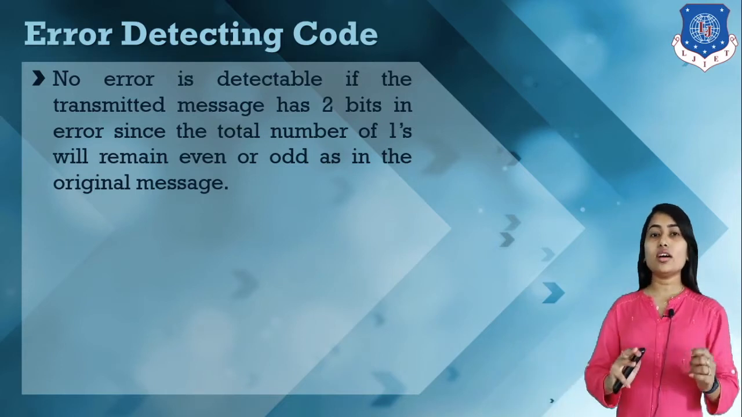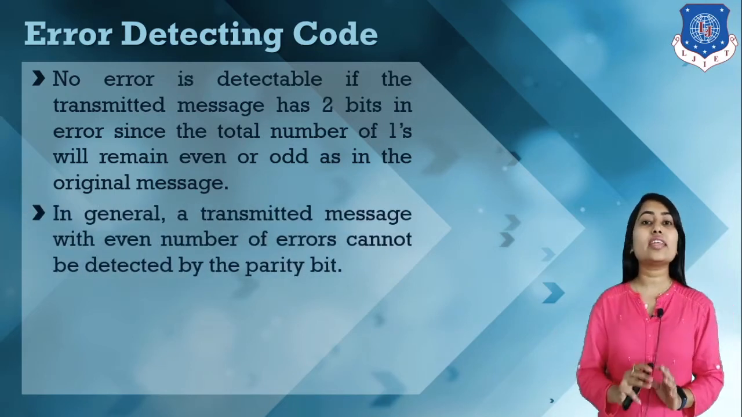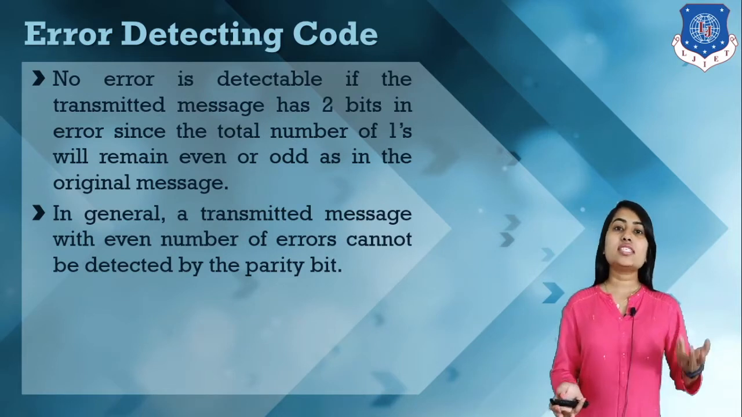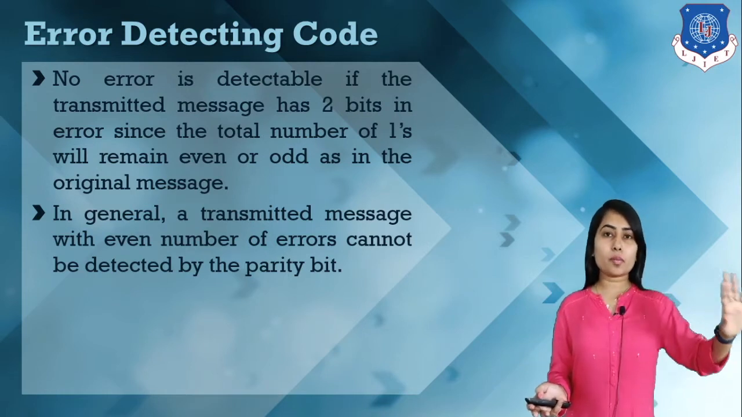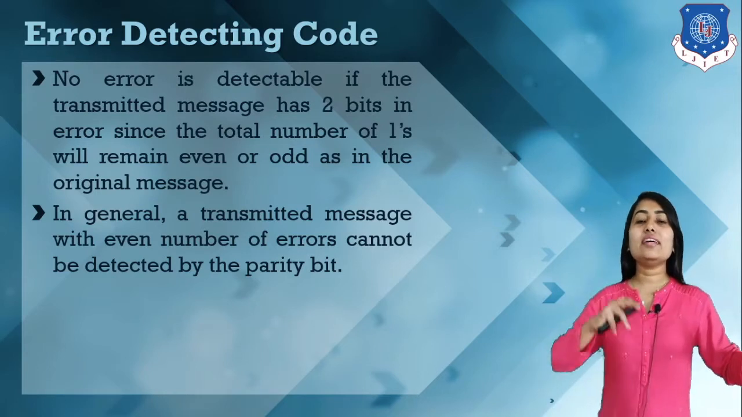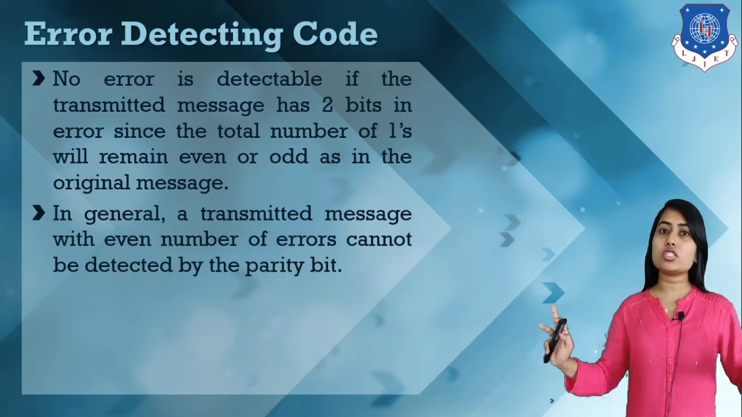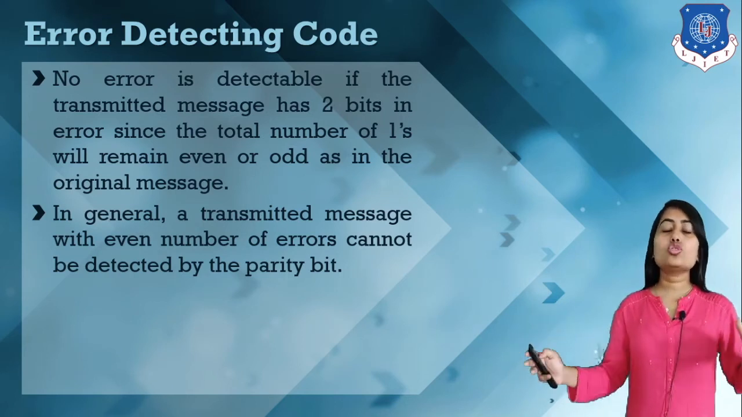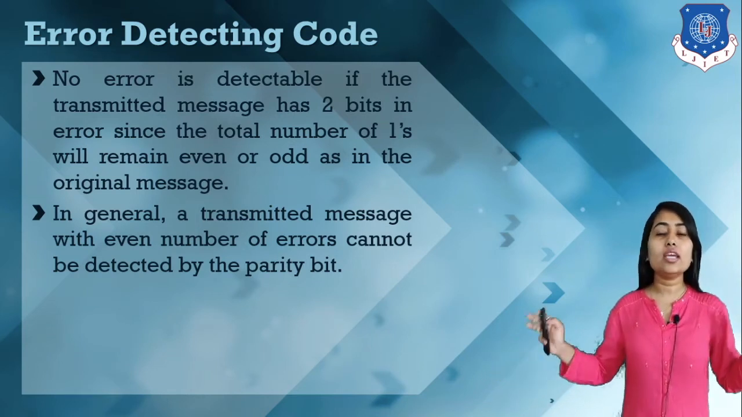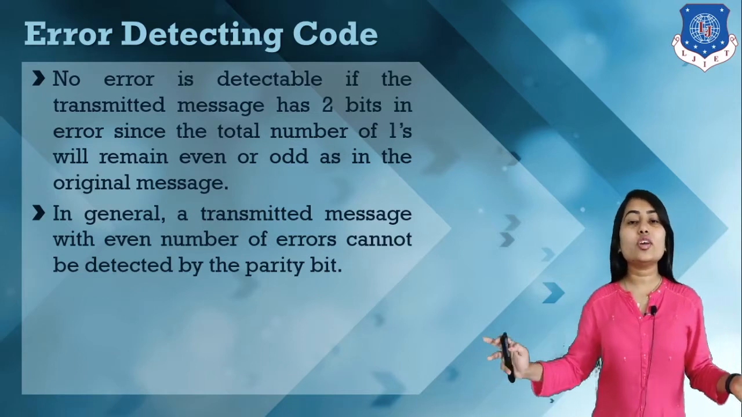So if an even number of errors occurred, there is no way to identify that any error occurred. For example, if we send 3 ones, that means odd parity, and at the receiver side we get 1 one, that is also odd parity. The transmitter sends odd parity and the receiver receives odd parity, but in the transmitter we have 3 ones and in the receiver we have only 1 one.